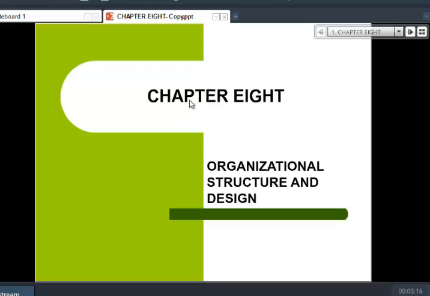So let's start with chapter 8, organizational structure and design. When we set up a new company, we need to think about how we organize the company in terms of the divisions, departments, and each department's policy, how we design the long-term organization, and how we restructure the organization in case it needs restructuring at each step.